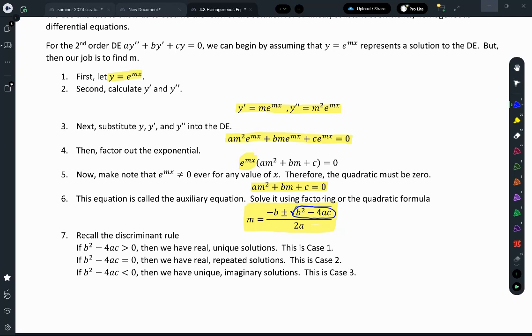If b squared minus 4ac is equal to 0, then we get real solutions still, but we get the same solution twice. Because it is a quadratic equation, you have to remember that you would get two solutions. So if you're only seeing one, it's repeating. This is going to be case 2. The third case is when the discriminant is less than 0, and it forces us to deal with the square root of a negative number, and that gives us imaginary solutions. And this will be case 3.